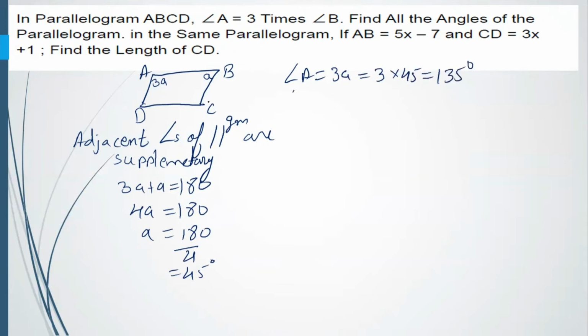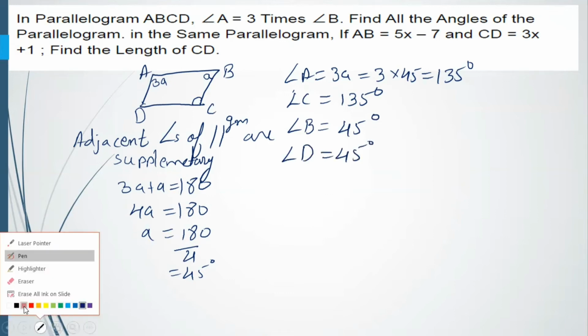Because opposite angles of a parallelogram are equal, angle C is also 135 degrees. And angle B is equal to 45 degrees, and angle B and angle D are equal, so we get angle D also as 45 degrees. Got it, children? So this is how we found all the angles of a parallelogram.